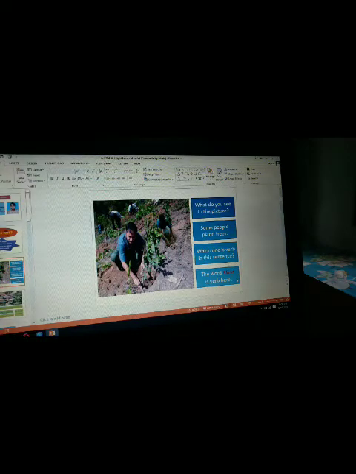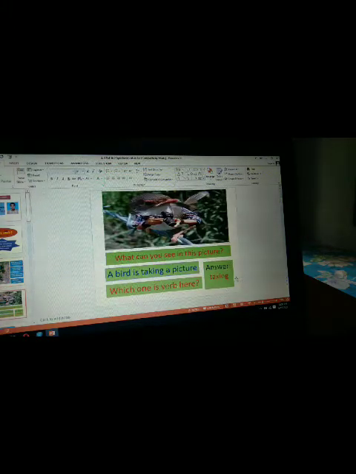What do you see in the picture? Some people plant trees. Which one is verb in the sentence? The word plant is verb here. What can you see in this picture? A bird is taking a photo. Which one is verb here? The word taking is verb here.